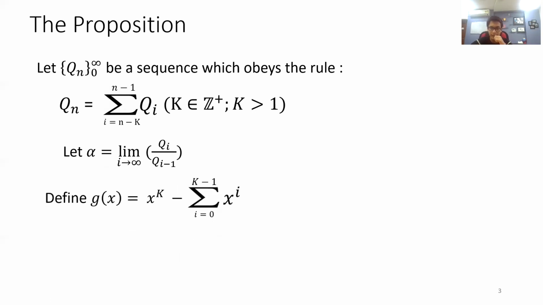Now I'm going to define a polynomial g of x as x to the k minus the sum as i goes from 0 to k minus 1 of x to the i. So basically our polynomial g of x is x to the k minus x to the k minus 1 minus x to the k minus 2 and so on till minus 1. Now by observation we find that g of alpha equals 0. This implies that alpha is a root of a polynomial with integer coefficients, which thus implies that alpha is algebraic.